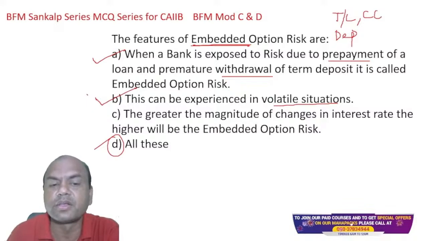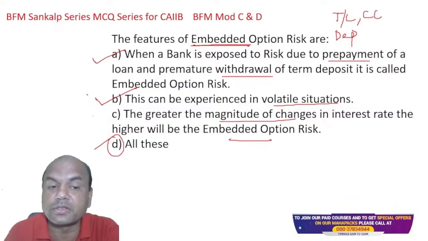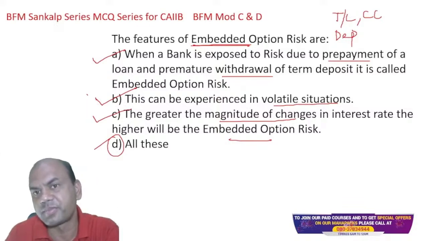C is true. The greater the magnitude of the changes in the interest rate, the higher will be the embedded option risk. So the more the changes in the interest rates, the more will be the embedded option risk. So that is correct.